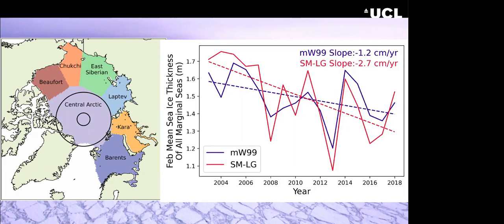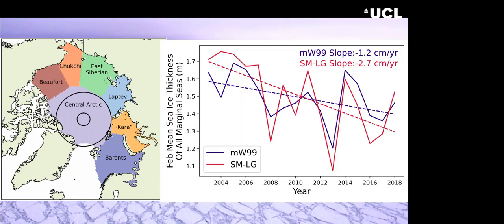And we could only do that calculation from 2002 in the marginal seas. So that's all of the areas I've shaded on the left, apart from the central Arctic, because that's basically the latitudinal limit of the satellite that operated between 2002 and 2010. But these are really important seas, actually.